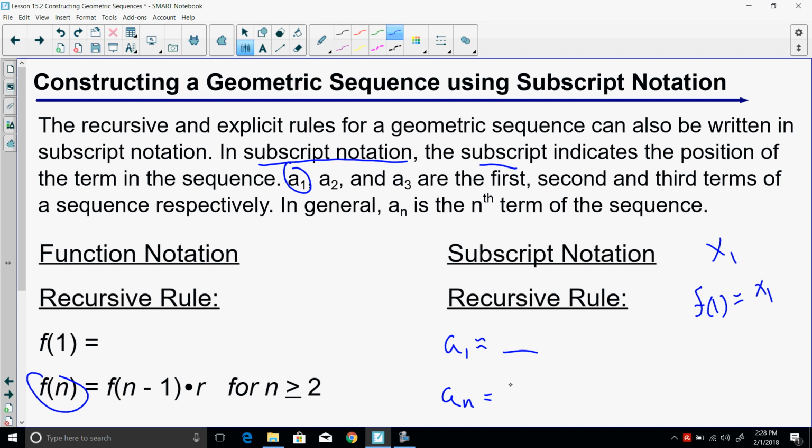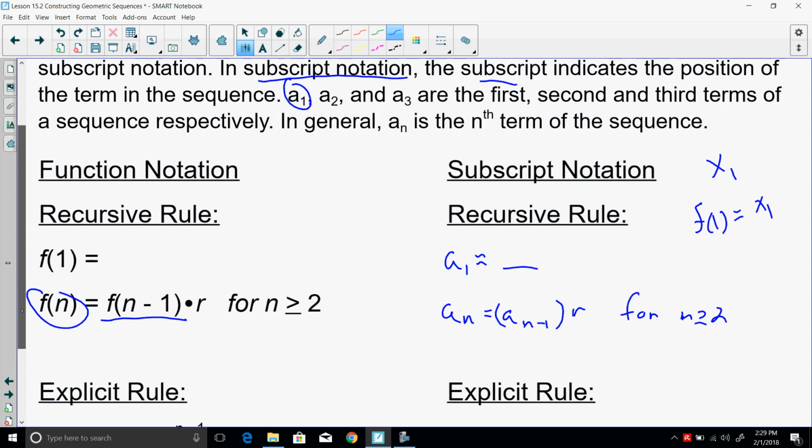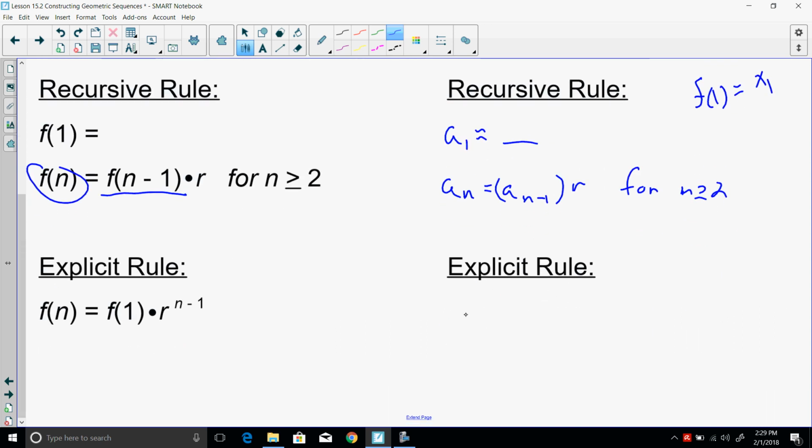and then on this side of it, f of n minus 1 means the value of the previous term, so we would just write a sub n minus 1, which again means the same thing, the value of the previous term. I'm going to wrap that in parentheses because I'm going to multiply it by r, for n greater than or equal to 2. All right? So that's what that looks like. And then the explicit rule is basically the same thing.